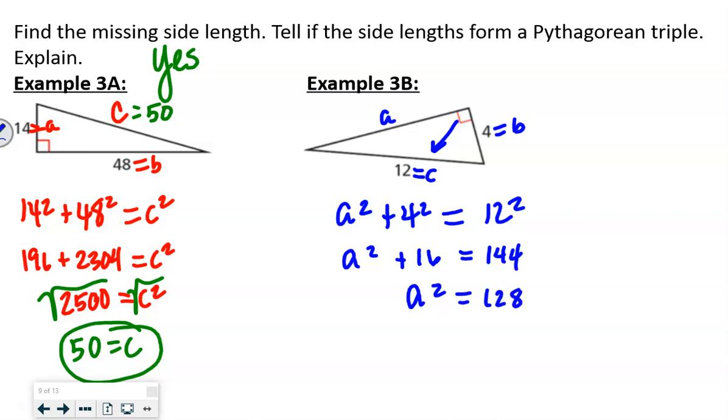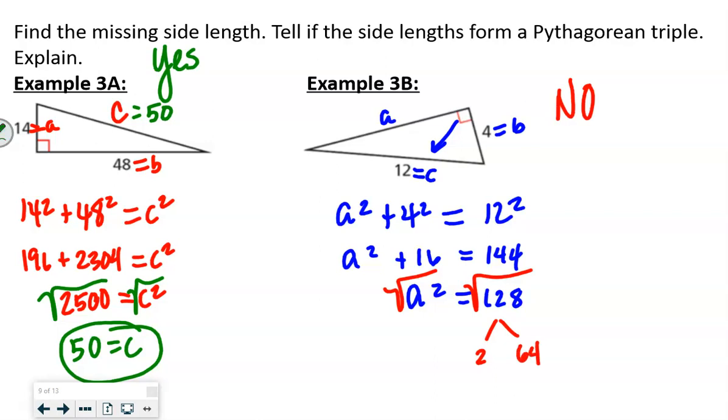Now, if you were to just take the square root of this in your calculator, you're going to see that you're going to get a decimal. So it's not a Pythagorean triple, so that's no. But now we still need to simplify this. So what we're going to do is go ahead and take the square root of both sides here. And notice that that's an even number because it ends in an 8, so we're going to divide this by 2, which is going to give us 64 here.